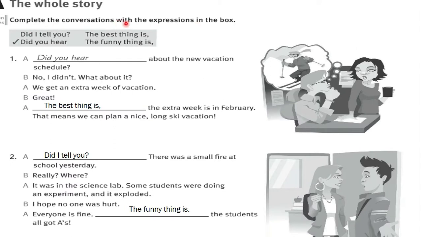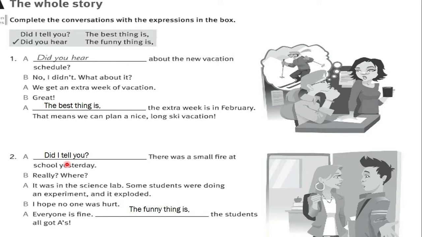So it says complete the conversations with expressions in the box. So we have, did I tell you? Did you hear? The best thing is, or the funny thing is. Okay? So we are mixing all the strategies here. Number 1, did you hear about the new vacation schedule? No, I didn't. What about it? We get an extra week of vacation. Great! The best thing is the extra week is in February. That means we can plan a nice long ski vacation. Lo mejor es que esa semana que nos van a dar de vacaciones cae en febrero y nos podemos ir a esquiar, ¿ok?